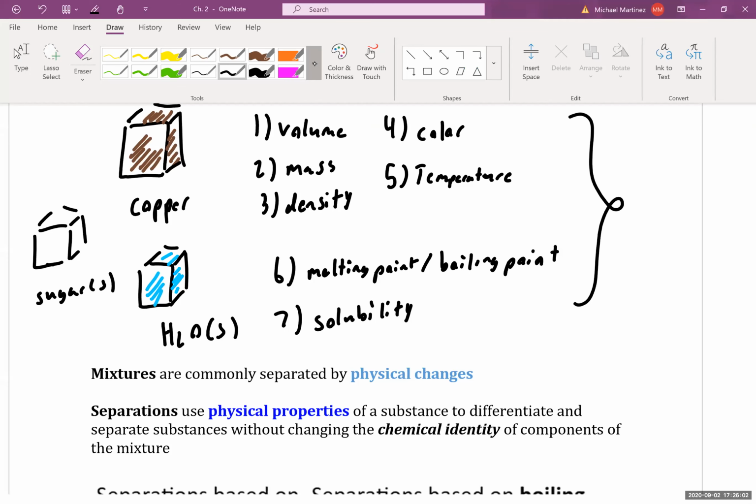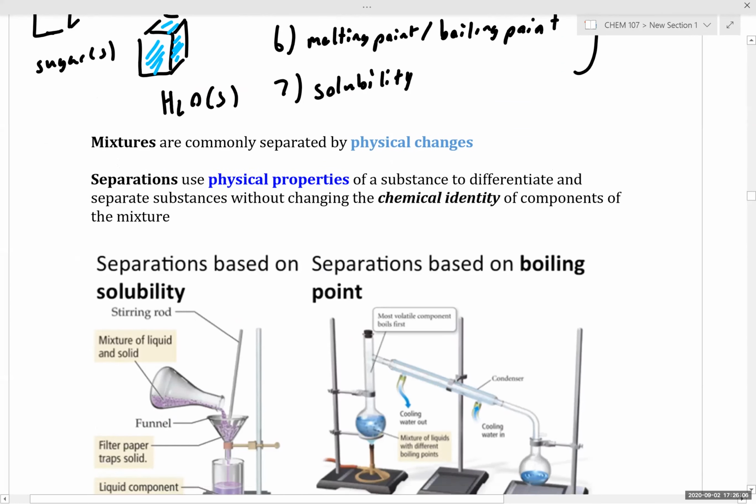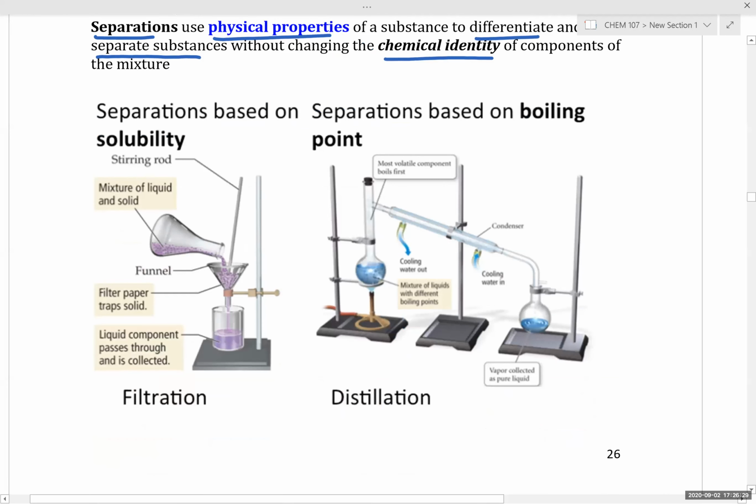So, why does this matter? What's the point behind this? Well, mixtures are commonly separated by physical changes. And separations use physical properties of a substance to differentiate and separate substances without changing the chemical identity. Now you may say this sounds pretty esoteric. Well, we've done this in our day-to-day lives multiple times.